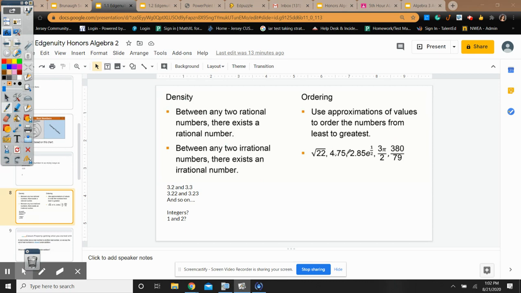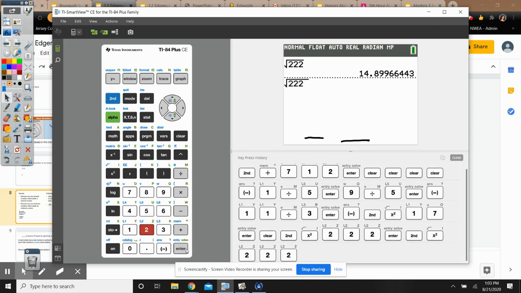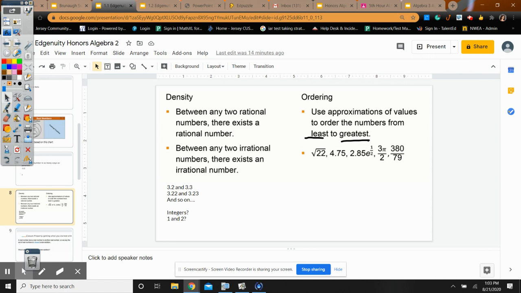Okay, now ordering these things on a number line, you will want to use approximations to put those from least to greatest. So I would get my calculator out and I would take the square root of 22. All right, 4.69. Okay, 4.75 I can compare with. I like to think about money.